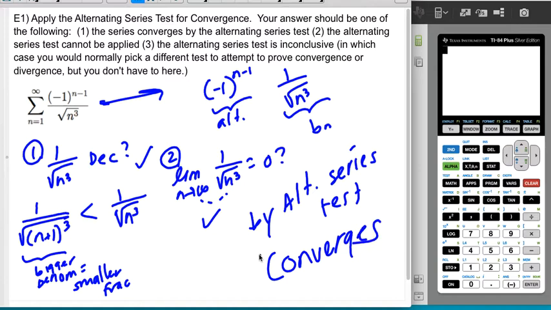It's kind of a magic test, because you can just do most of these things in your head. You can say, is this thing decreasing? Is this thing approaching 0? And boom, that's the answer.